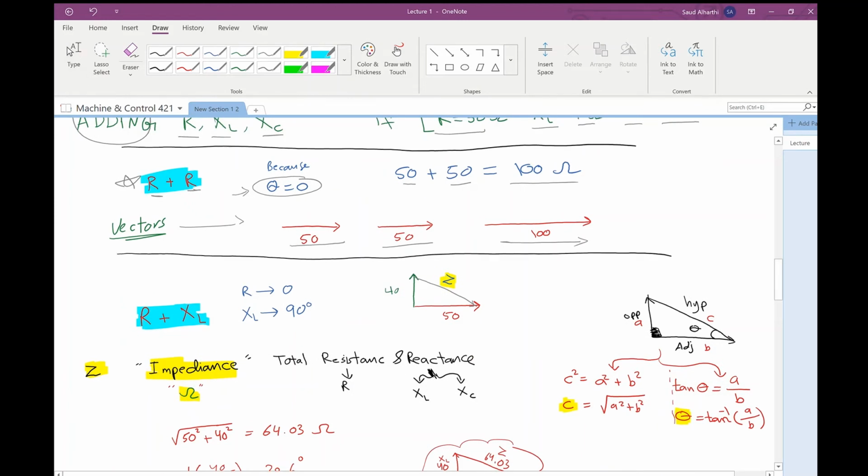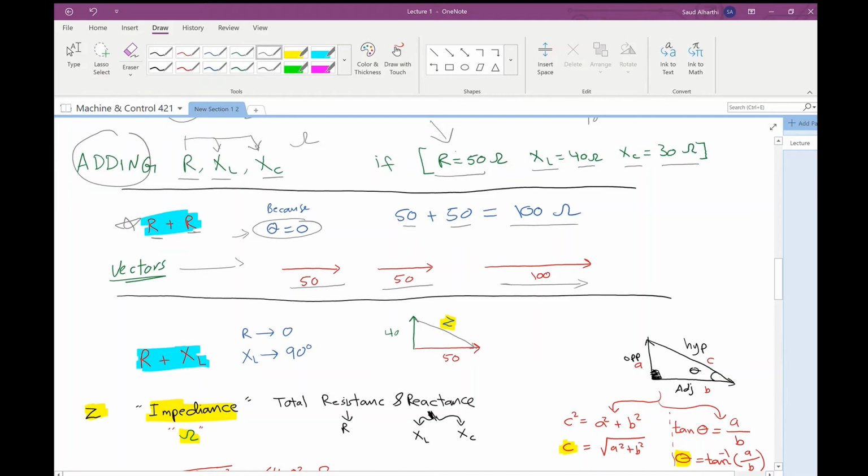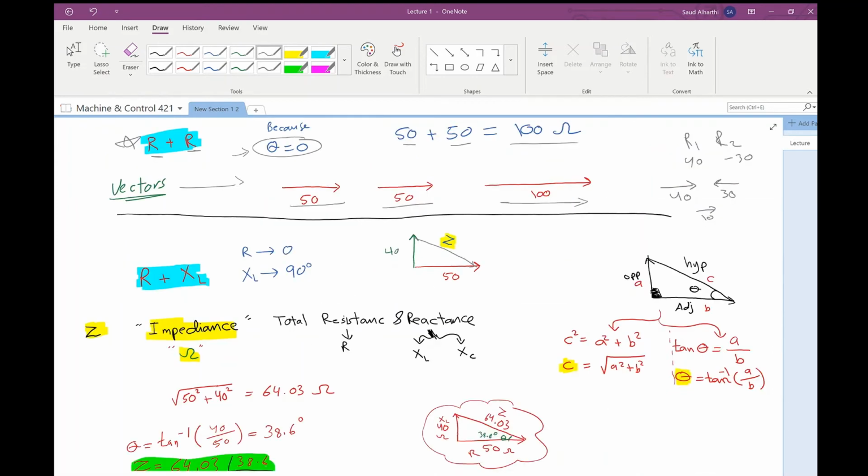If we have R1, R2, and this is 40, and this is minus 30, it will be like this: 40, 30, the sum will be 10. Now, if I want to add resistive and inductive load, I know that there is no phase shift in the resistive, and the inductive reactance XL has 90 degrees. So this is the resistive value 50, no angle, and this is 40. So this is a right triangle.